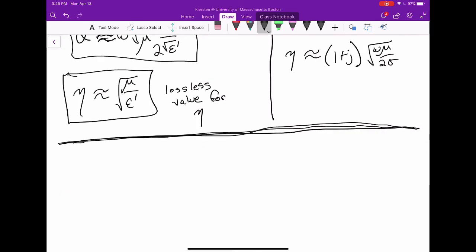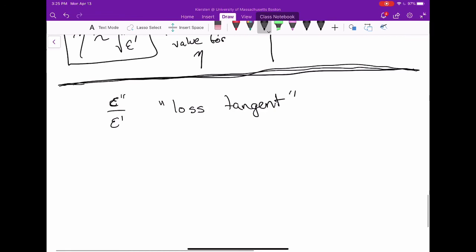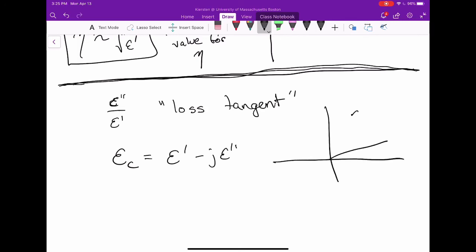There's one more important thing, and that is the value that we use to classify them, that epsilon double prime over epsilon prime, has a name, and it is called the loss tangent. It might seem weird to call it a tangent until you remember that epsilon c is a complex number that is epsilon prime minus j epsilon double prime. So the tangent of the angle of epsilon c is, if that's the angle right there, I'm not even going to give it a variable. That's epsilon double prime, that's epsilon prime. So the tangent of that angle is this fraction. That's why we call it a loss tangent.